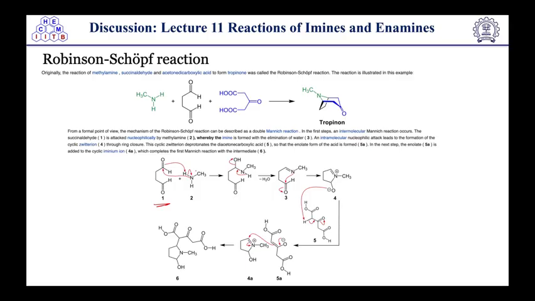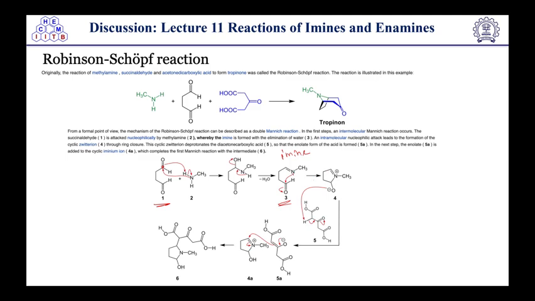So now what will happen? We have methylamine here. Methylamine will attack the carbonyl center of succinaldehyde and it will open up. Correct? After this, as we have discussed earlier, proton transfer will take place, then H2O will become a good leaving group and it will leave, and we will get a double bond over here, which is the imine. Okay, after getting this imine, what is the next step?